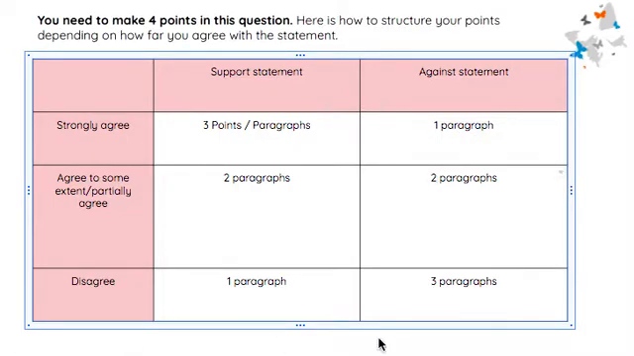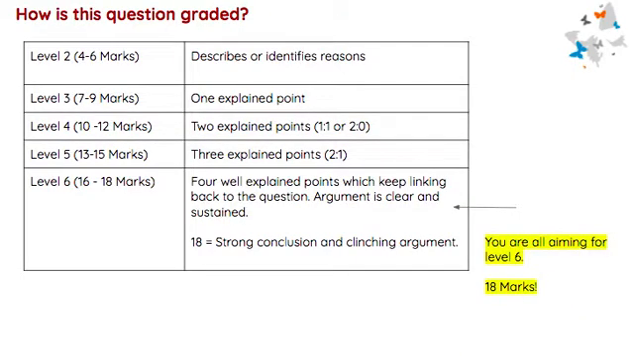So let's have a little look at how the question is graded. Where do you get your marks from and how can you get the most marks? So to get a level 2, 4 to 6 marks, you have to describe and identify some reasons. So that's quite basic. Okay, level 3, 7 to 9 marks, you need to have 1 paragraph, 1 point well explained, which links to the question. To get level 4, 10 to 12 marks, you need 2 points explained. Okay, that might be either 1 point for and 1 point against, or 2 points for.